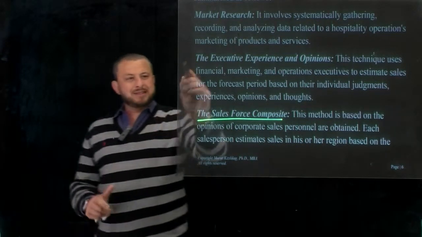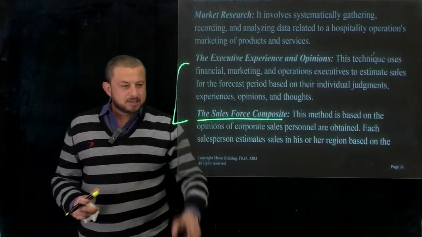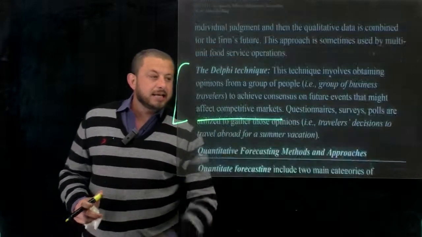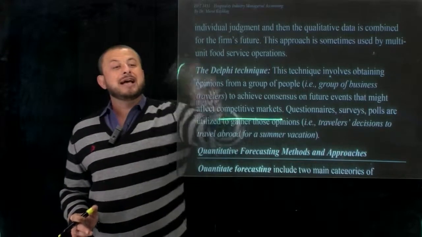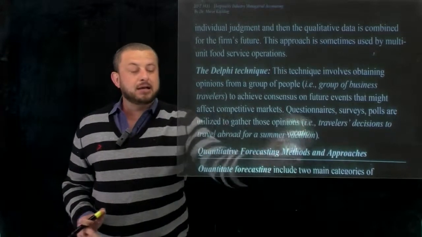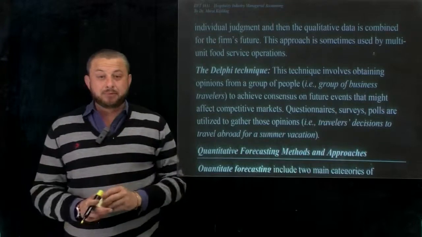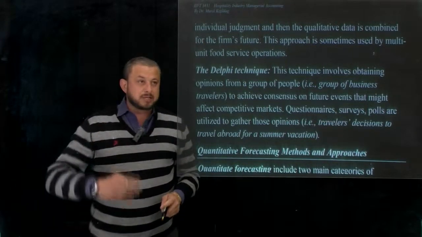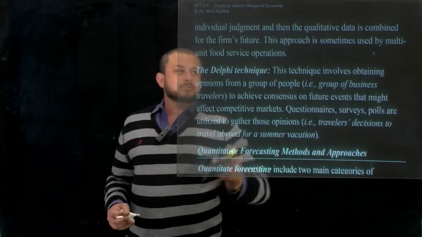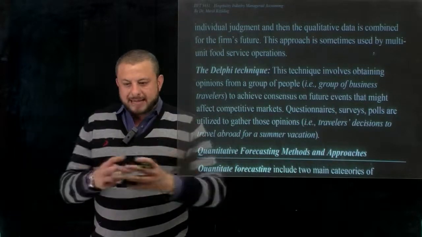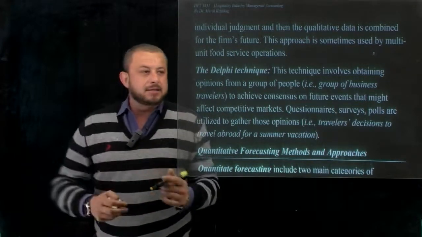The Salesforce Composite is based on the opinions of corporate sales personnel. Again, they are related to each other. Each salesperson estimates sales in his or her region, and then comes up with a forecast by putting their inputs together. That's why the Salesforce Composite becomes important. They gather the data together, and then they analyze the data.